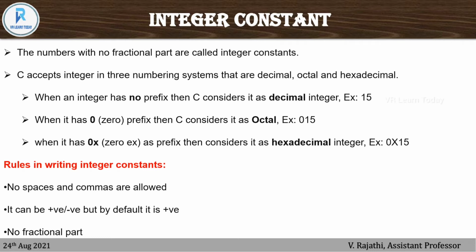Further, we have to know the rules to write an integer constant. No spaces and commas are allowed. It can be positive or negative, but by default it is positive. No fraction part is allowed in an integer constant.